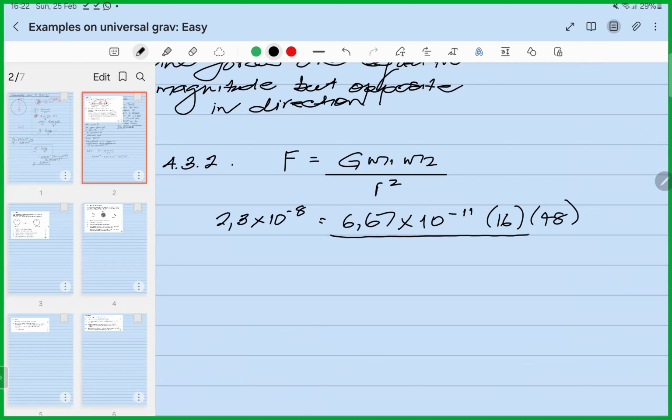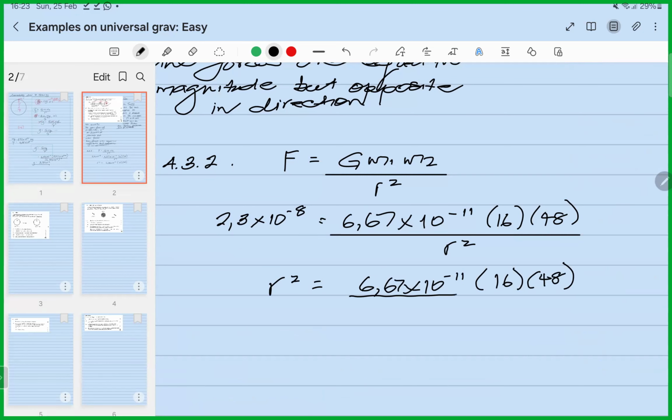And you're going to find out the R squared over there. And for those of you that don't have the silver calculator and you can't use the equation solver, R squared is 6.67 times 10 to the minus 11, times 16, times 48, over 2.3 times 10 to the minus 8. And because you got R squared here, to find R, you square root both sides. You end up finding R. Anybody's got the answer for R for me, please?